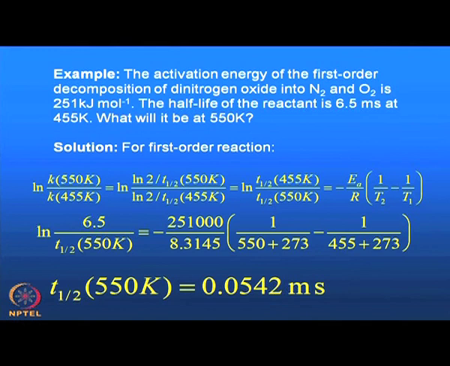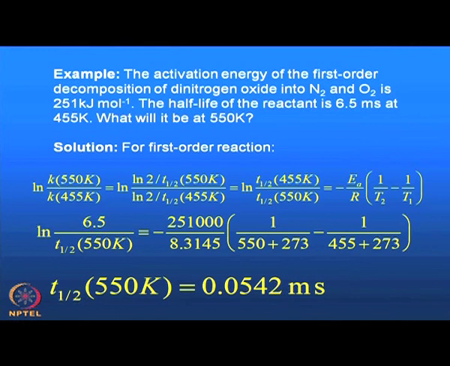So, clearly since we are increasing the temperature, the dinitrogen oxide will require less time, less than 6.5 millisecond, to get decomposed to nitrogen and oxygen. Okay. And it is a first order reaction. So, let us try to see how we can solve this.